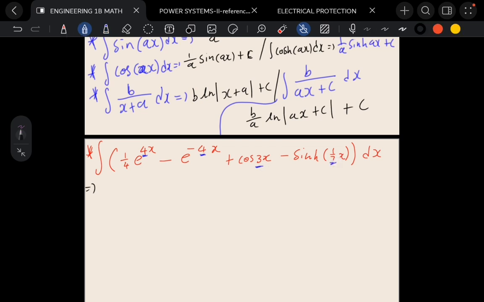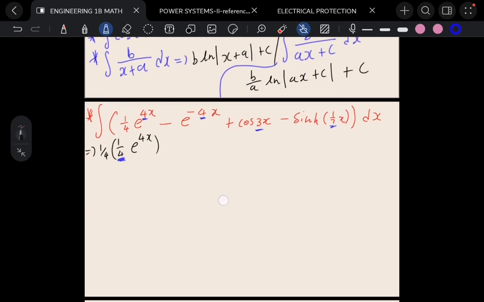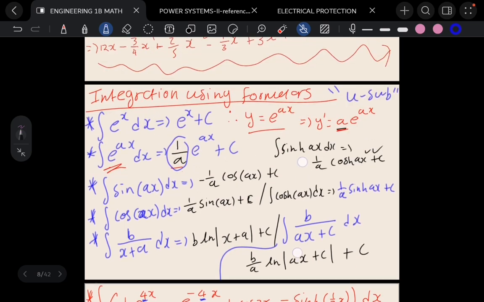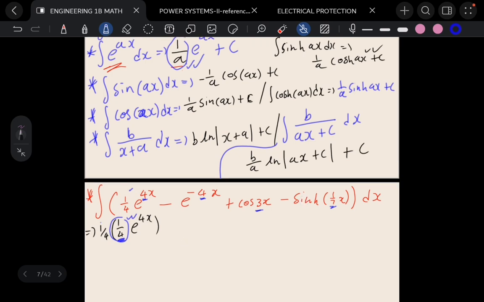So your integral here, remember, I'm going to have 1 over 4 in bracket 1 over 4 e to the power 4x. Right. This 1 over 4 here that you see, it is this part. That part, it is this part here. And then this 1 over 4, it's that part. Right. And then minus, in bracket, negative 1 over 4 e to the power minus 4x.